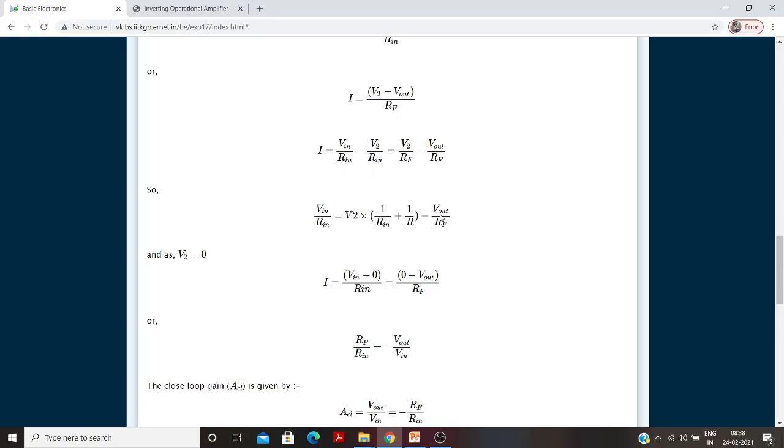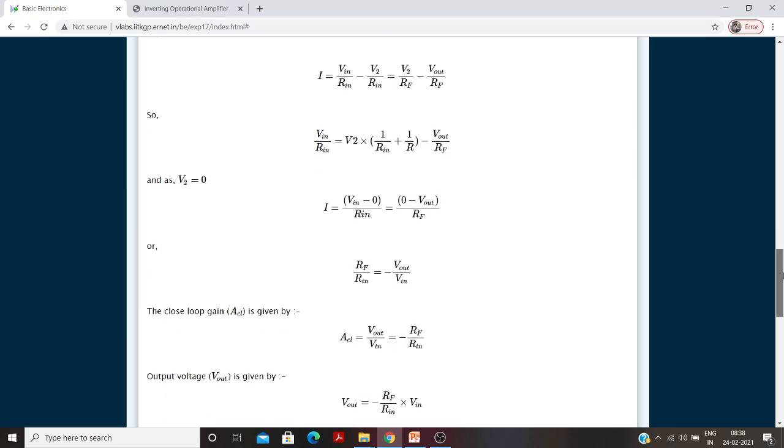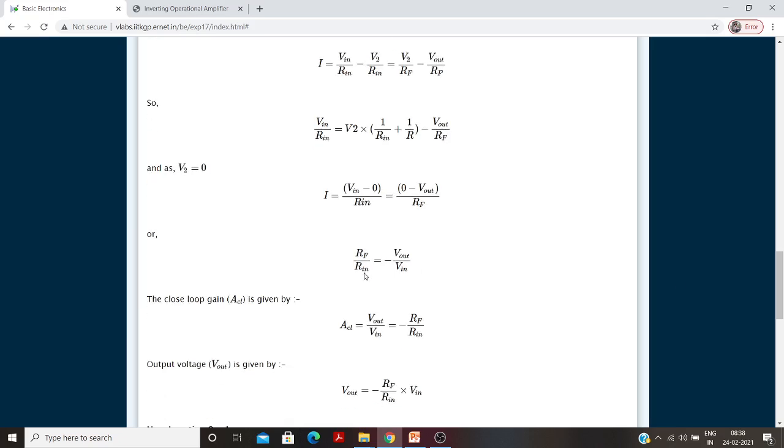Then what is remaining is minus V out by R in. So I is equal to V in divided by R in, which is equal to minus V out upon RF. If I cross multiply and calculate for voltage, that is minus RF by R1 is equal to minus V out upon V in. So output by input is my gain.